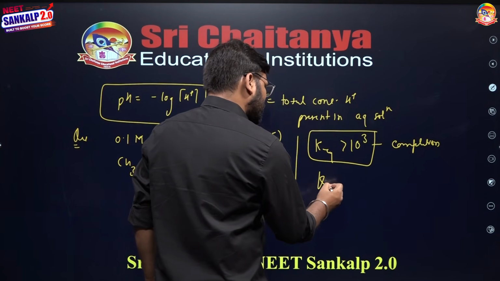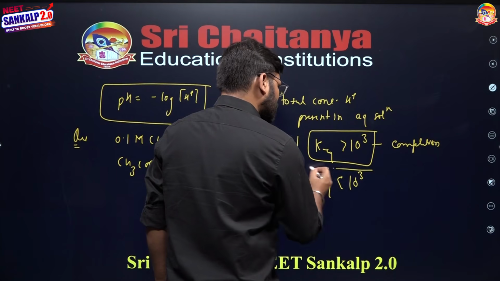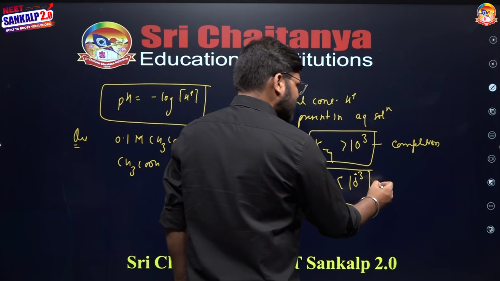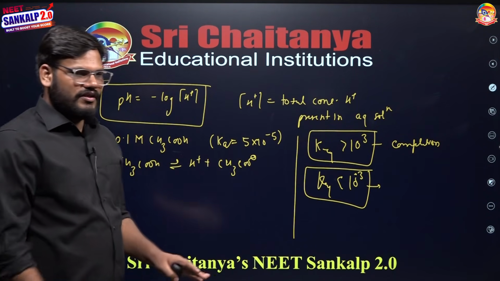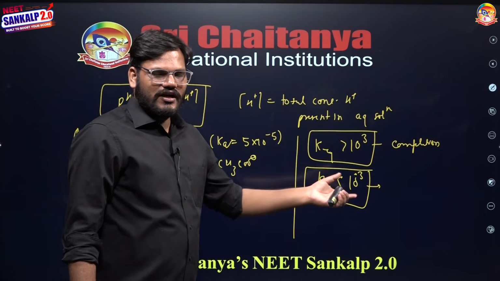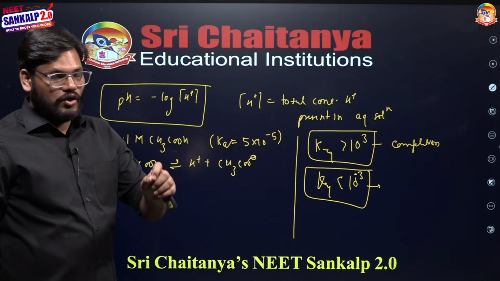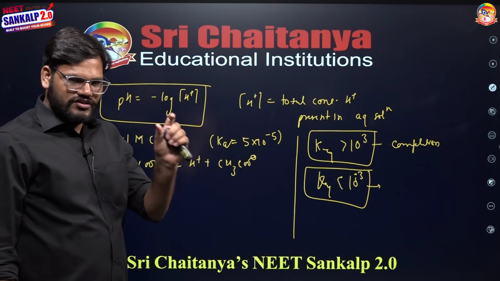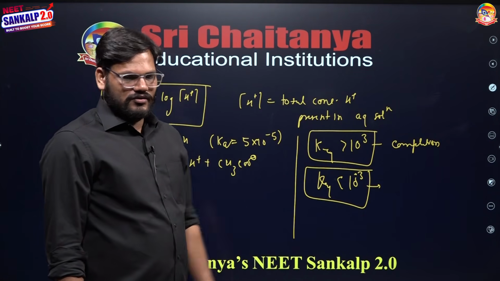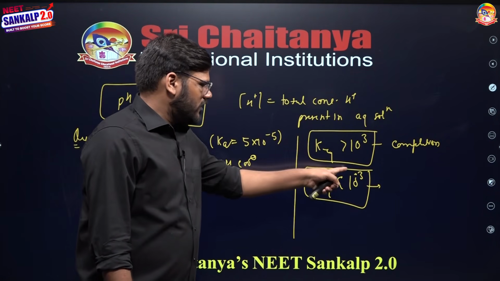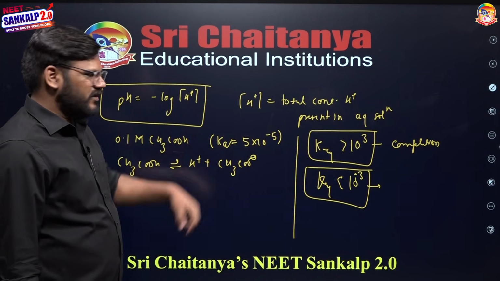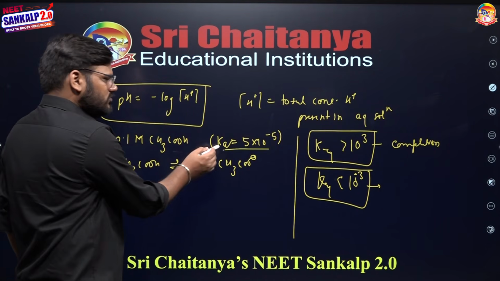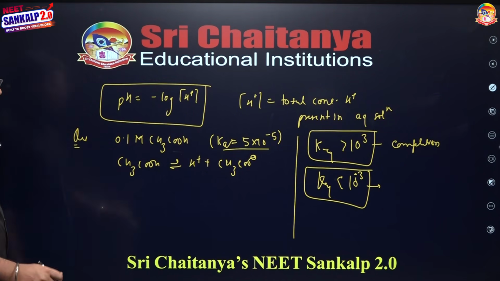If K equilibrium is less than 10 raised to minus 3, then we will say reactants are more stable than products and the reaction will not go for completion, or majorly at equilibrium only reactants will be present. The concentration of product will be negligible if the K equilibrium value is less than 10 raised to minus 3. In this case also we can say the K value is 10 raised to minus 5.